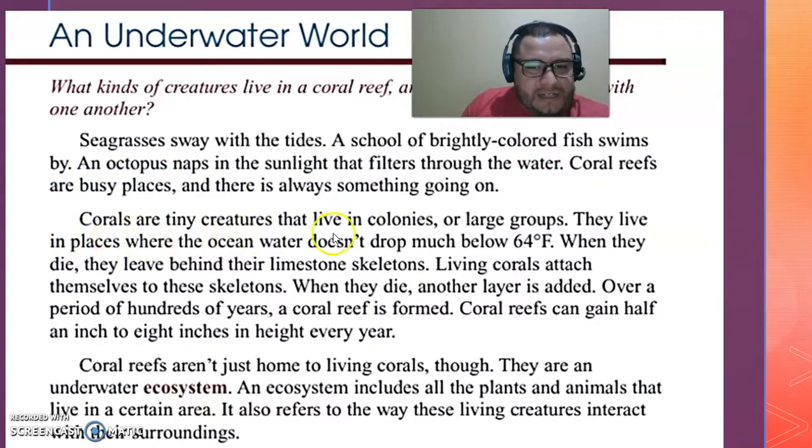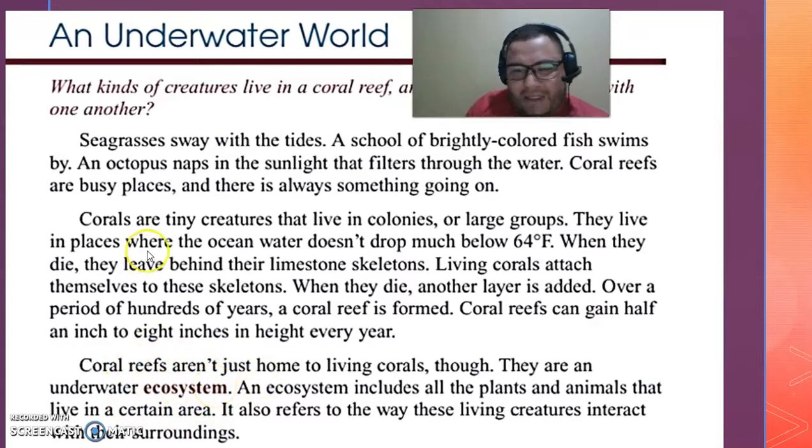Corals are tiny creatures that live in colonies. The corals are alive, in large groups. They live in places where the ocean water does not drop much below 64 degrees Fahrenheit, right? So the coral is in places that are not so cold. Look, when they die, they leave behind their limestone skeleton. Living coral attach themselves to the skeletons. Okay, coral reefs are home to living corals underwater. In other words, it's an ecosystem, right?